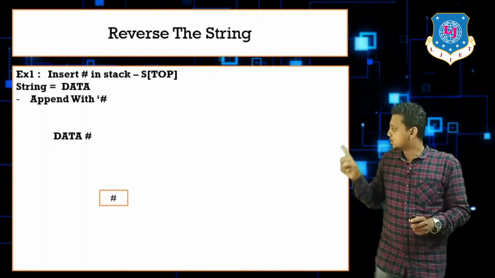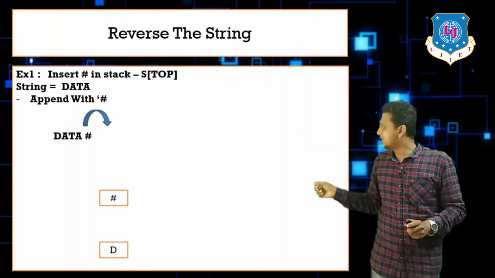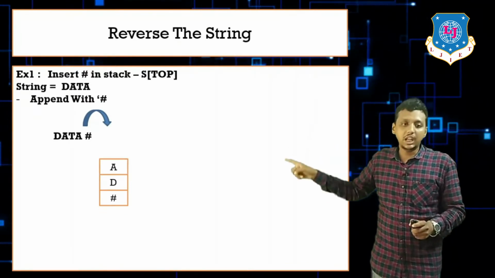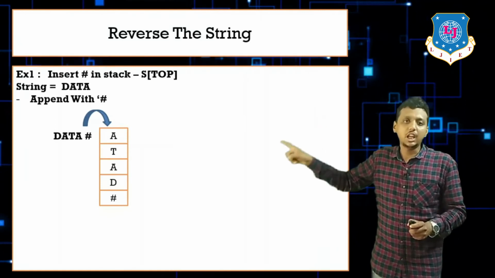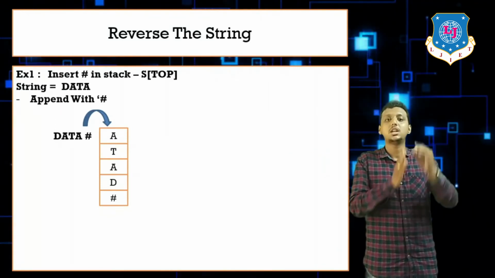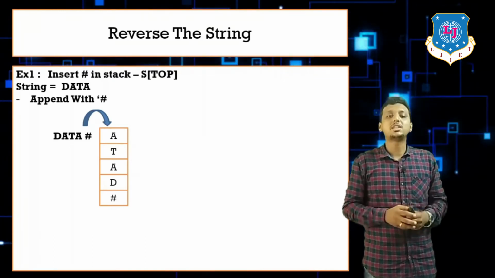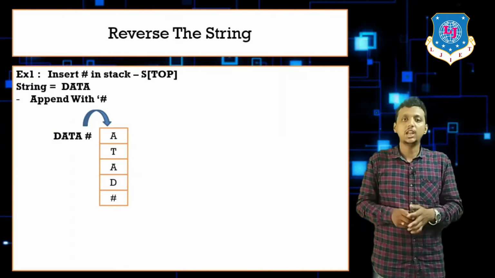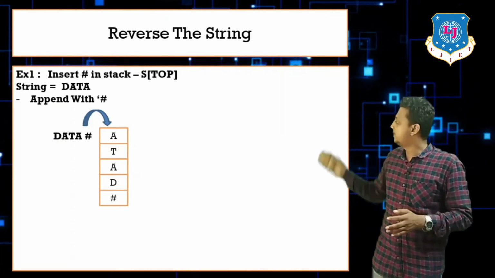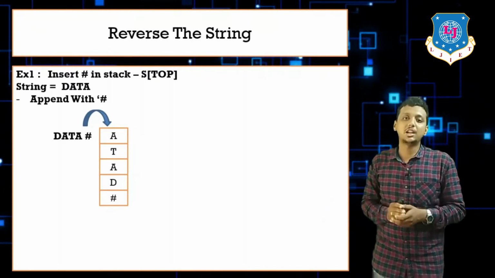Okay, clear? So first I'm going to take the D, push it inside the stack, then A, push inside the stack, T, push inside the stack, A, push inside the stack. Now students, the value becomes hash. So now I'm not going to take that hash over here. So what I have is A, T, A, D and hash inside my stack.